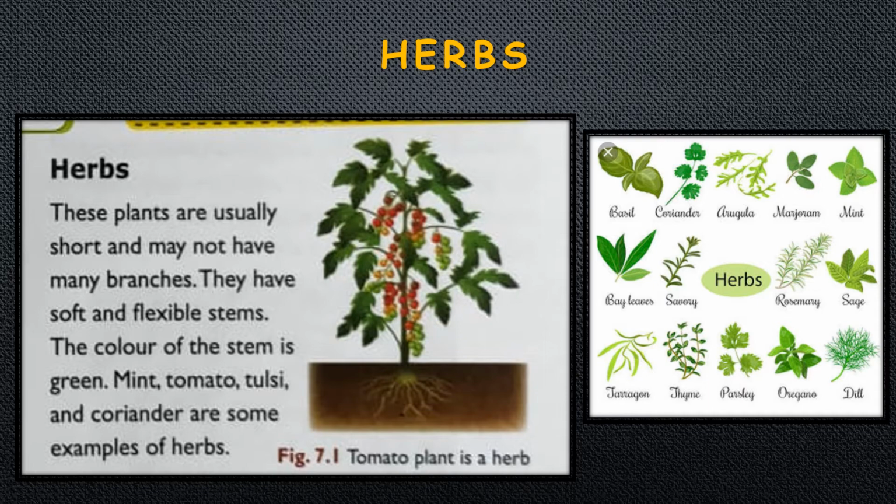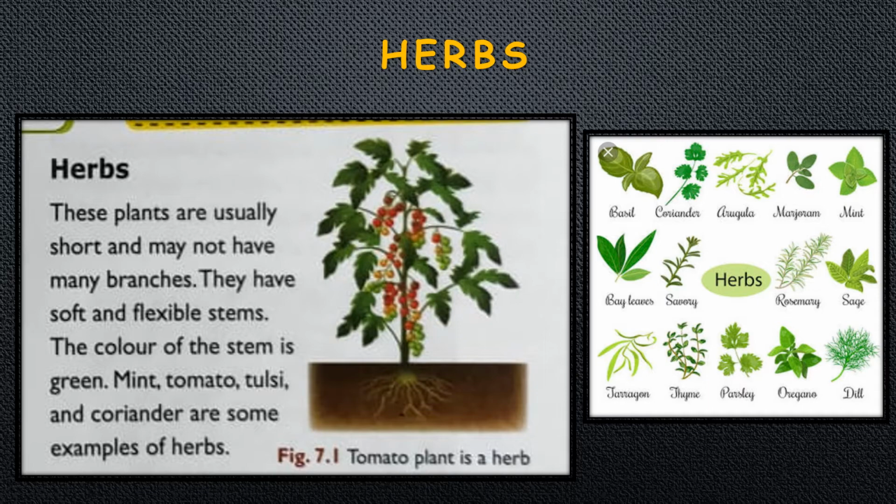I think you have got the idea which chapter we are going to start. We are going to start the chapter Getting to Know Plants. Depending upon their size and the kind of stem they have, plants can be categorized into three types. First one is known as herbs, second one is known as shrubs, and third one we are going to talk about is trees.